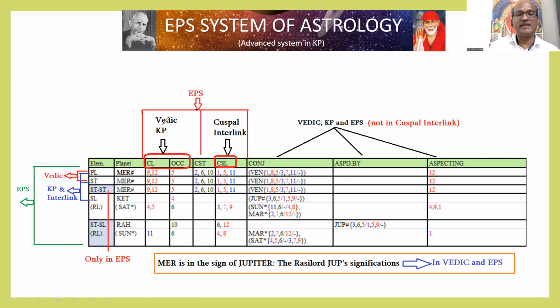In Vedic and KP we take only CL and OCC. For cuspal interlink we take cuspal sublord or cuspal sub-sublord. But Vedic people and KP people are not taking CST and CSL. And in cuspal interlink they take only CSL or CSSL, but they are not taking CL, OCC or cuspal star lords. Sometimes they take. But in EPS we take all. We are not ignoring any signification of a planet.